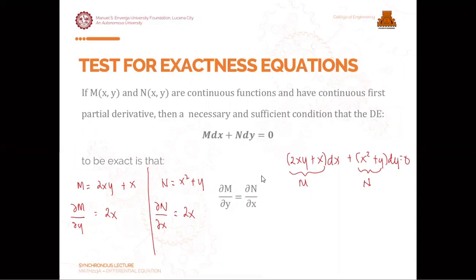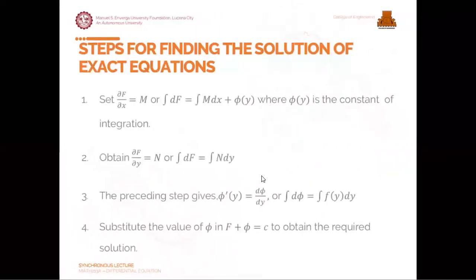So, therefore, the given differential equation is exact. Okay? So, ganun yung pag-check sa kanya. So, once na na-check mo na exact equation yung differential equation mo, ngayon papasok yung step kung paano sinosolve yung exact equations. Okay? So, ito yung steps pag-solve ng exact equation.